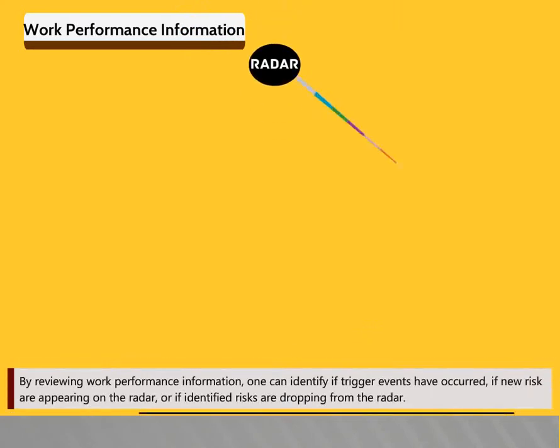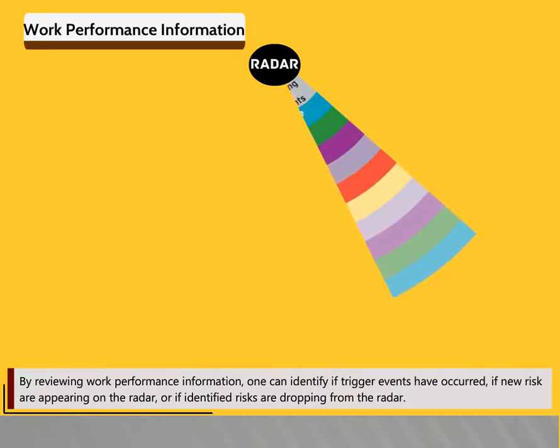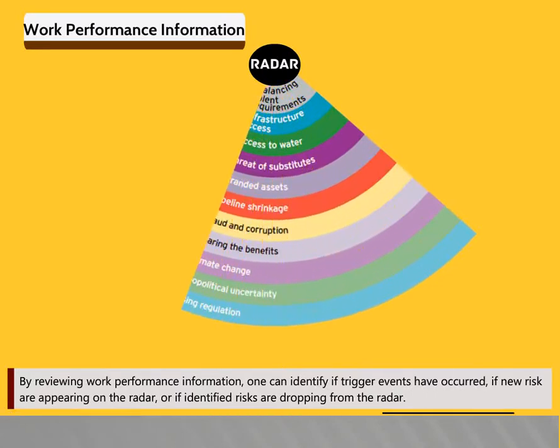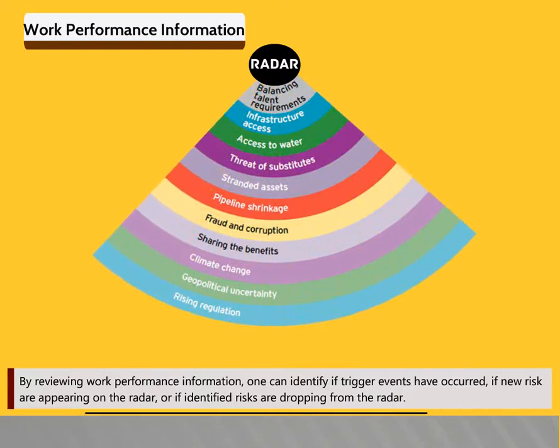By reviewing work performance information, one can identify if trigger events have occurred, if new risks are appearing on the radar, or if identified risks are dropping from the radar.